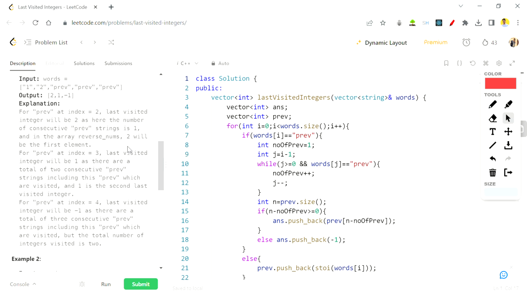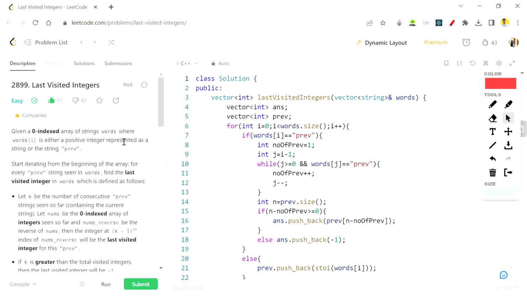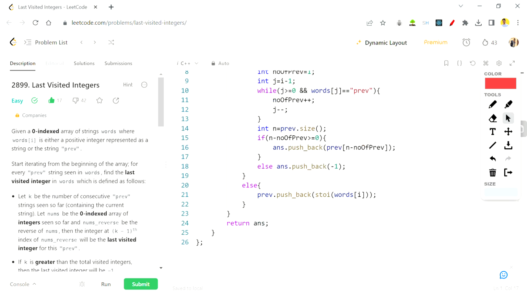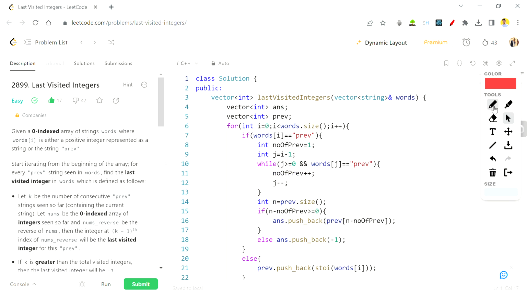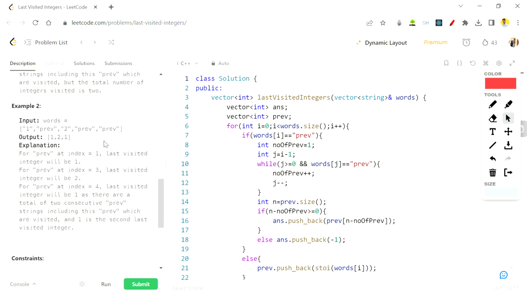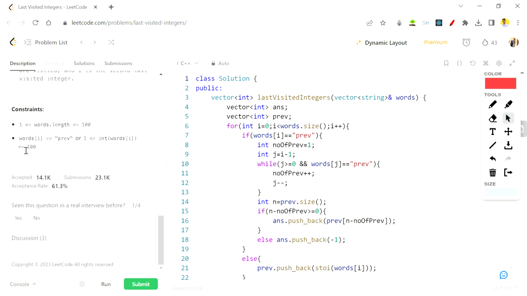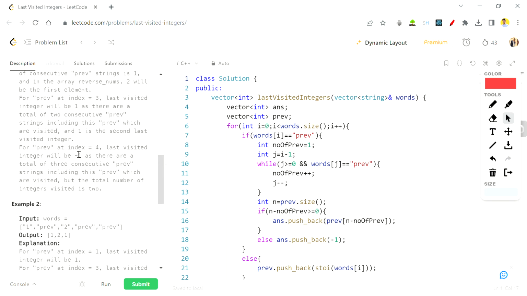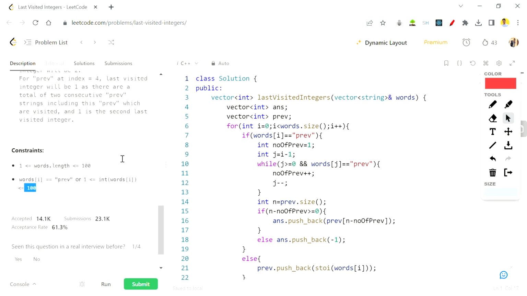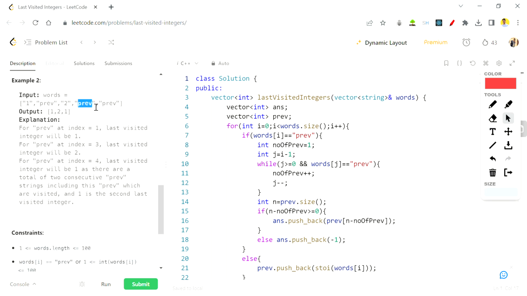Hello everyone. In this video we are going to solve the question which came recently in the bi-weekly contest on 14th of October, and we are given here a vector of strings which can either have an integer value ranging from 1 to 100, or it can be the keyword previous, denoted by prev.